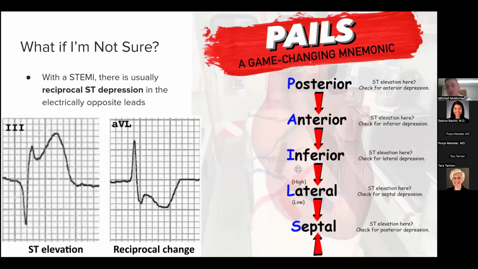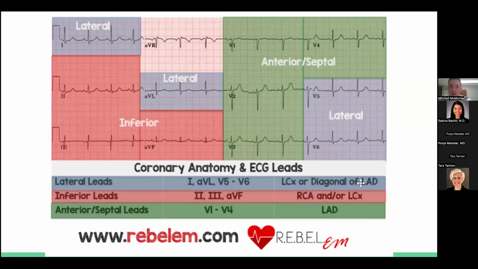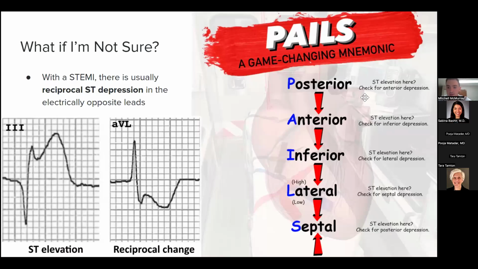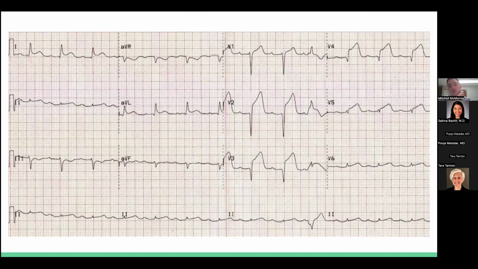Same thing if you saw ST elevations in the inferior leads, leads 2, 3, and AVF, you would expect to see reciprocal changes, T wave inversions, ST depressions in the lateral leads, which is leads 1, V5, V6, and AVL. So ST elevations here, you would expect to see depressions over here. The mnemonic is called PALES. It's super helpful if you can remember that. So here's an example of an EKG that is a STEMI. We can see here, especially leads V2, V3, and V4, they look pretty elevated, right?